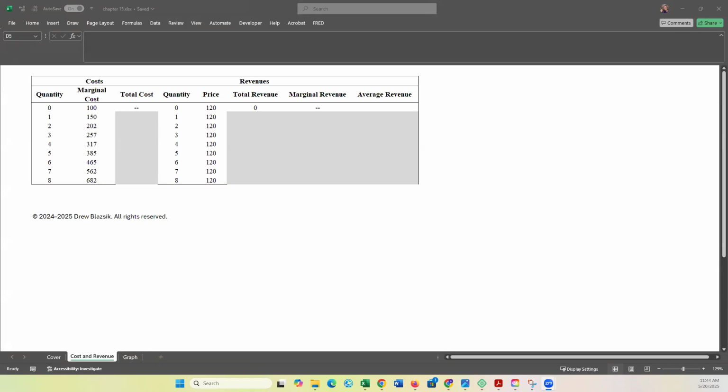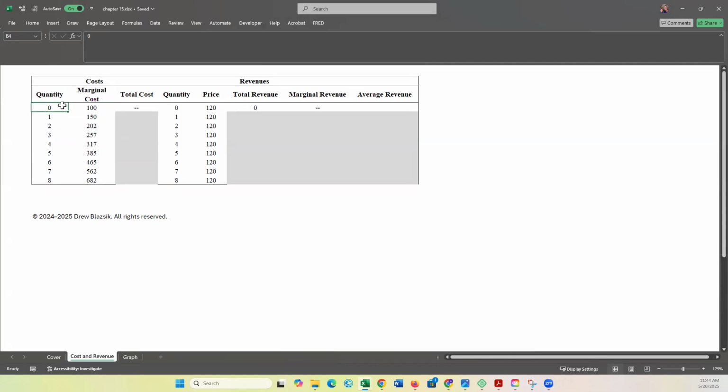So here's our Excel sheet. Okay, I think I got it. All right, so we're going to look at this here. We got the costs. Let's look at what we got here. We got quantity. We got marginal costs, and then we got total costs. Okay, what is marginal? It's the additional costs with the additional unit.